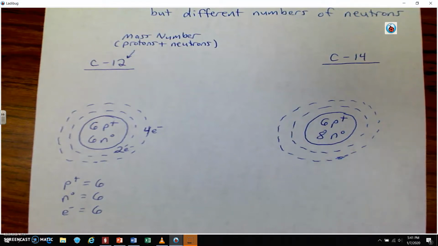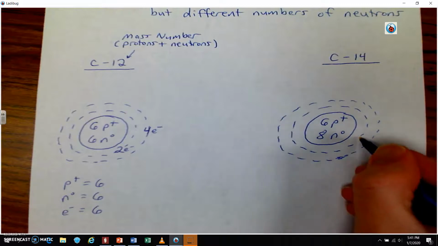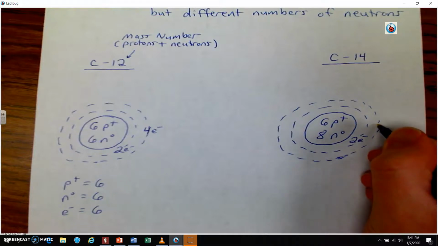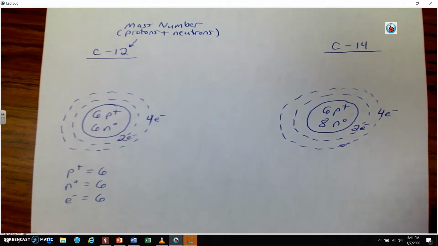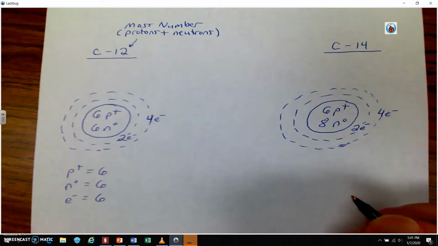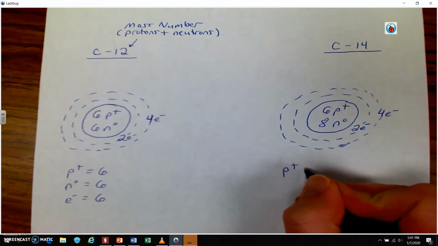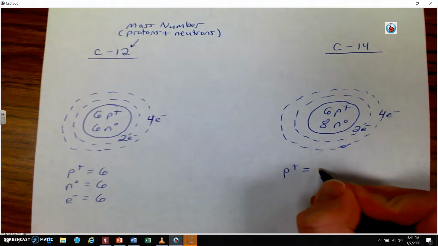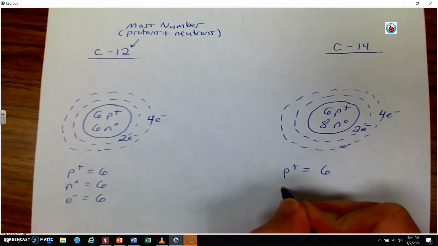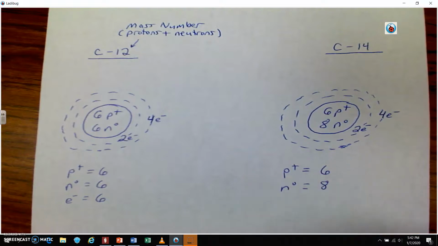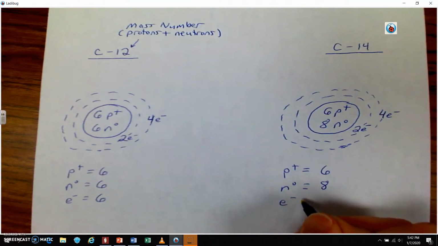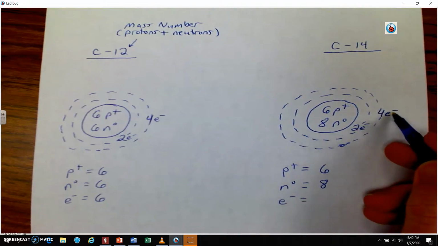Once again, let's make this a neutral atom. So we need 6 electrons in total. 2 go in the first, 4 go in the second. Once again, we're going to write the number of protons, neutrons, and electrons. So we've got 6 protons. Neutrons, we said that we have 8. And then electrons, 2 plus 4 is 6.